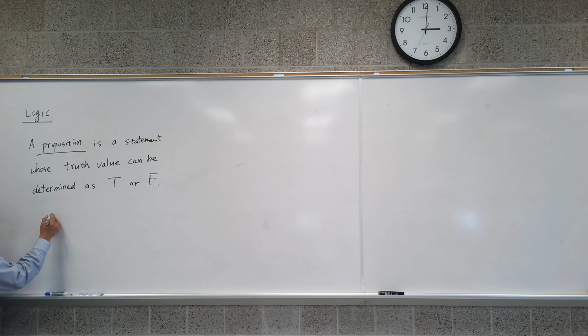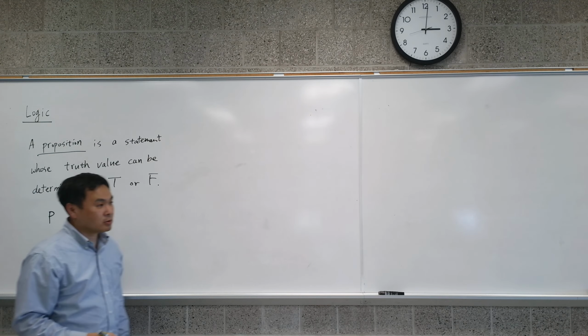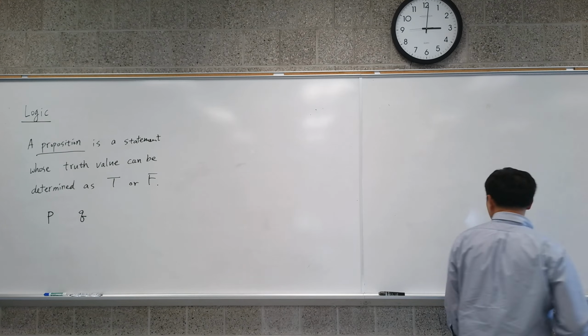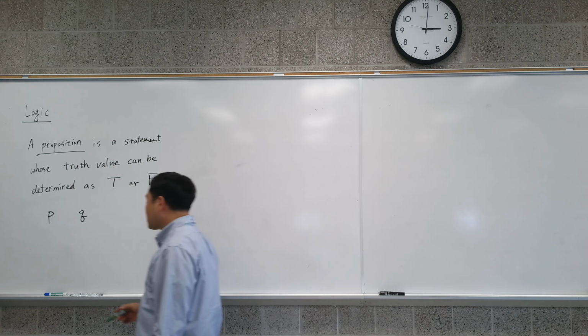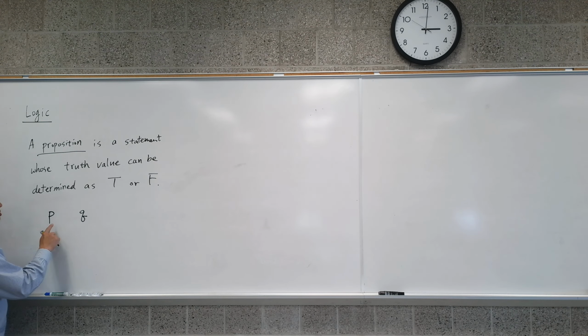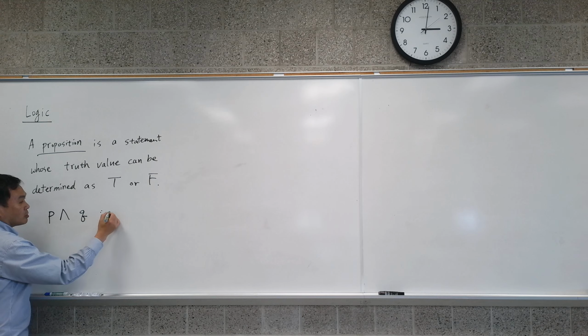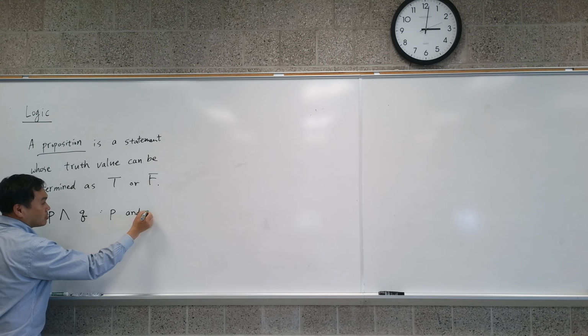So if I have two propositions P and Q, we want to think about more complicated statements you can get from these things. And for example, if you have two statements P and Q, you can do P and Q, right? So this is P and Q.